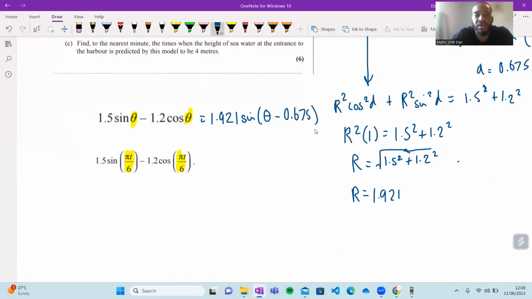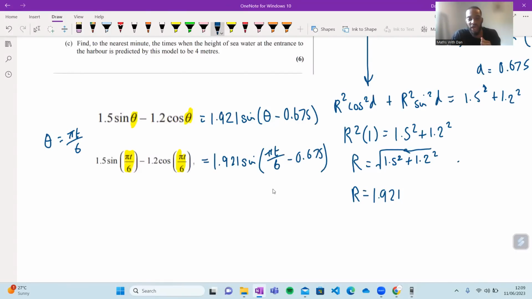Yeah. So therefore, do we agree that this here, well, the only difference here is I'm going to say theta is just equal to pi t over 6. So therefore, this is just equal to 1.921 sine of pi t over 6 minus 0.675. Do we agree with that, guys? I'll wait for you guys to say yes or no, just so that we're all okay with that. Yeah? Good. That's all you're doing with these ones, right?